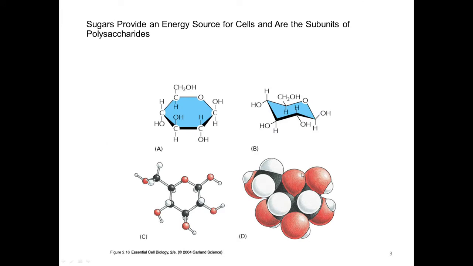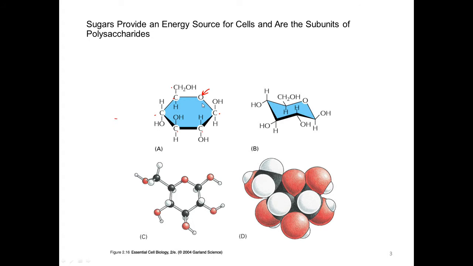Now we'll talk about polysaccharides, which are made up of sugars. Here we see four different views of the same sugar molecule. This will be the most important for this course. This is a molecule of glucose. Glucose is made of 6 carbons, 1, 2, 3, 4, 5, and a sixth carbon above the ring. It's a 6-membered ring because we have 1 oxygen in there. So in the ring, 5 carbons, 1 oxygen.